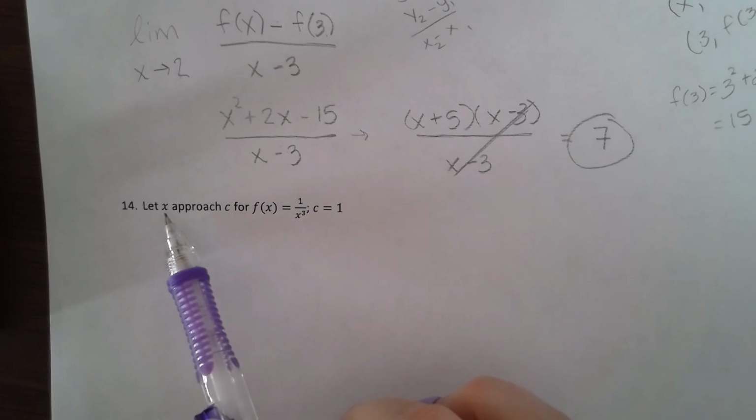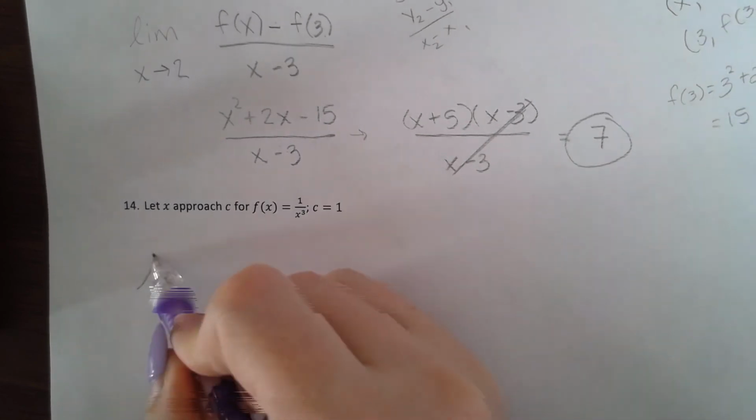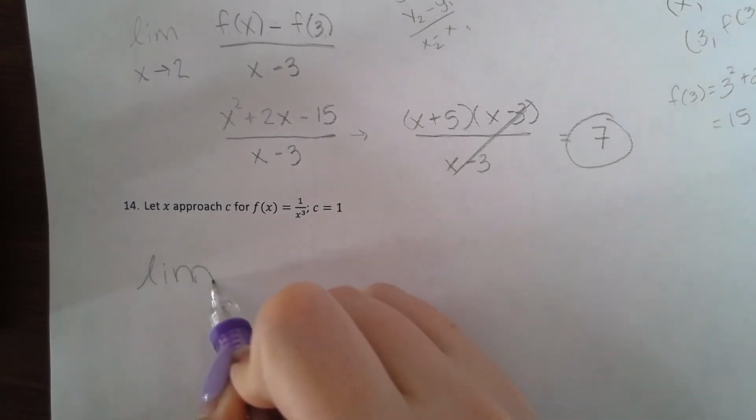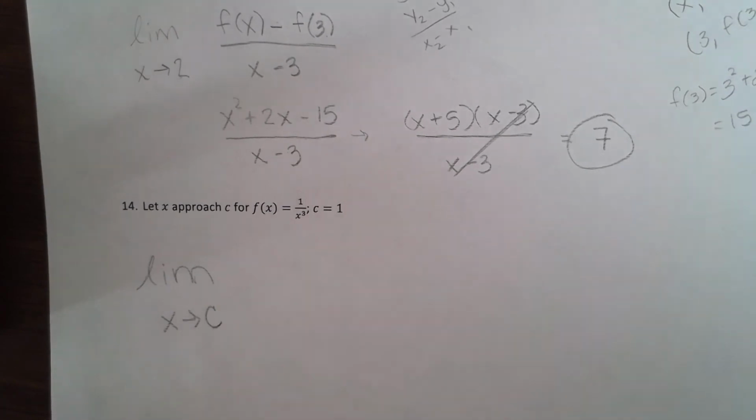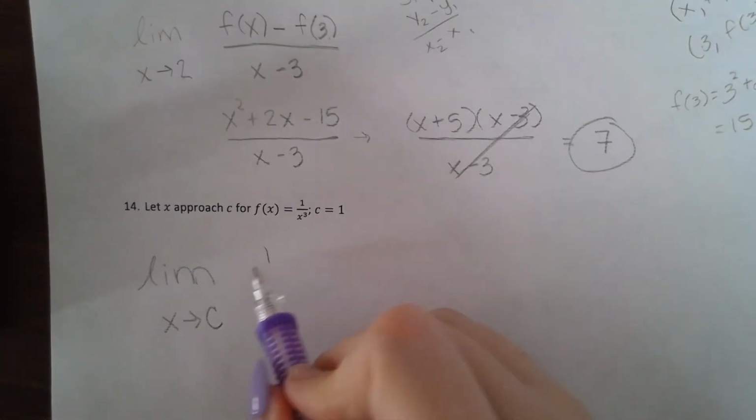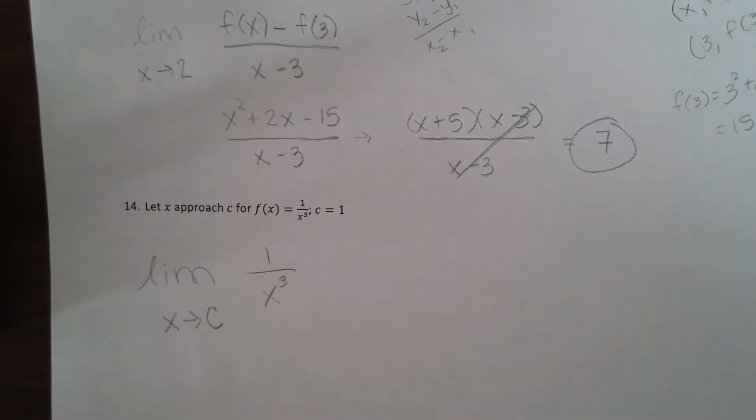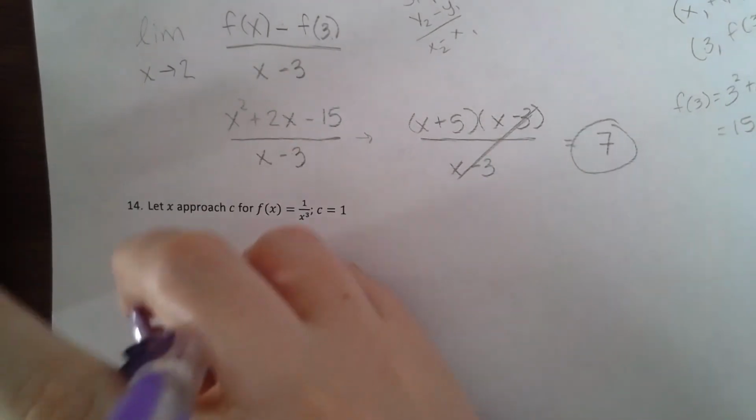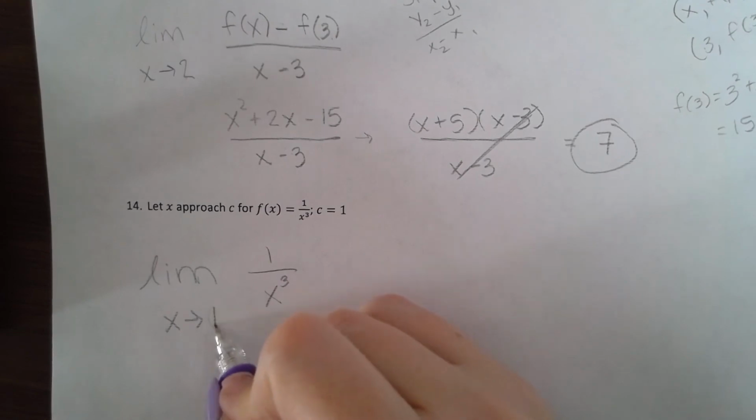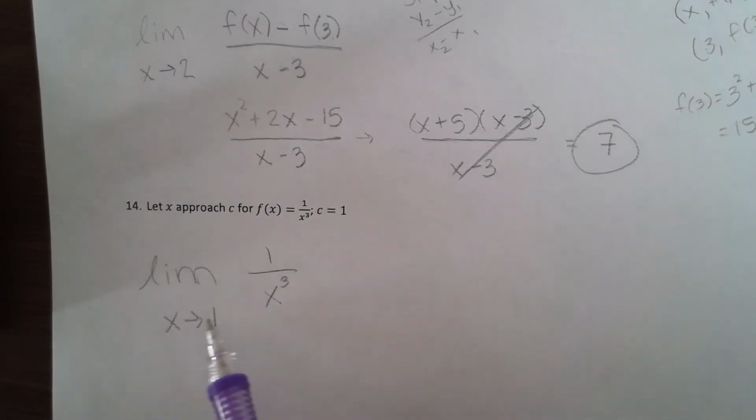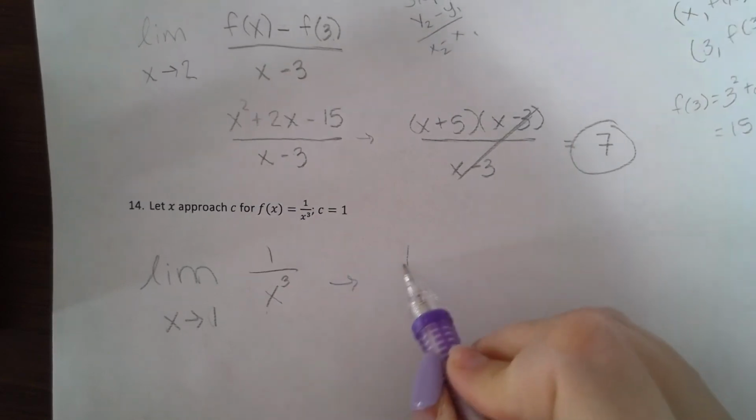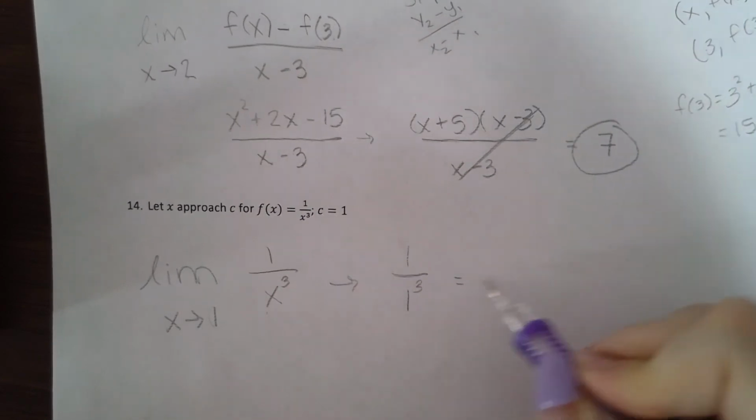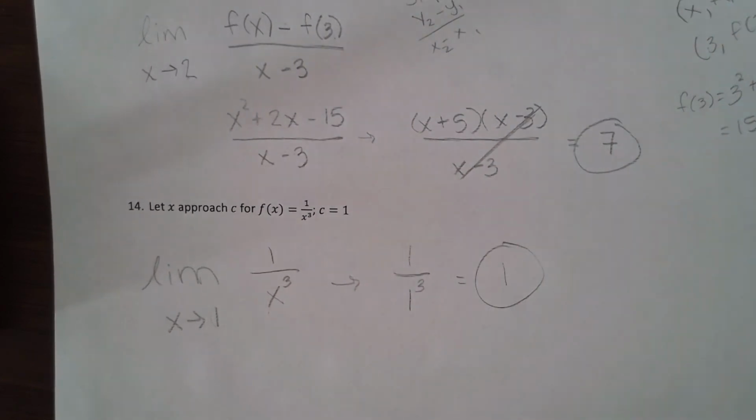Now 14 says let x approach c for the function 1 over x cubed. And then it says c is 1. Well, if c is 1, let's put 1 here. So I'm finding the limit as x is approaching 1 of 1 over x cubed. So 1 over 1 to the third is 1. And that is all of 14.2.